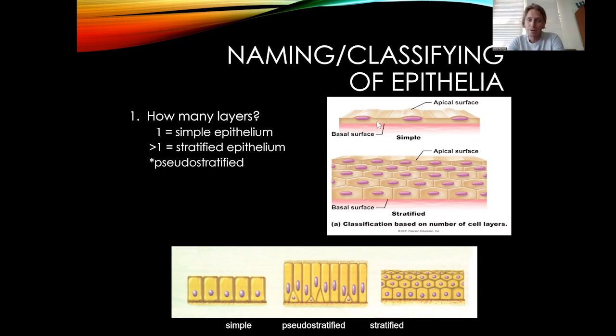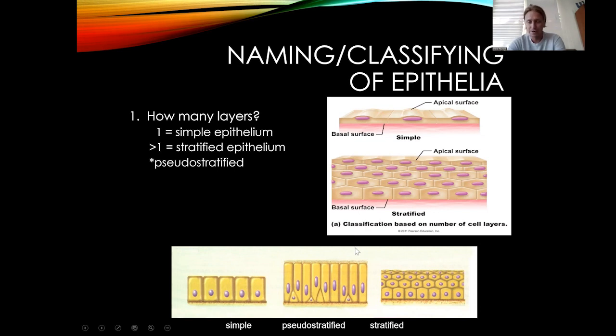Well, down here, we have multiple layers. We have epithelial cells stacked on top of other epithelial cells. That is going to be considered stratified. So whenever we have multiple layers, at least two or more, then it's considered stratified. Now, there is a special case, though. It's called pseudostratified. This is a case where it looks stratified, but it's not actually stratified.